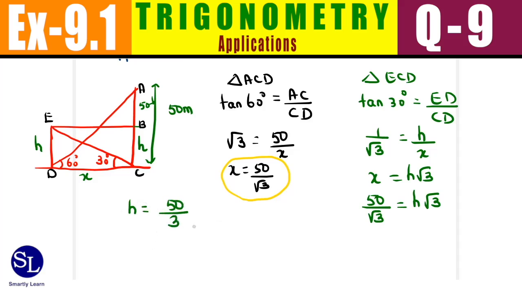So here you can either write it in decimal or you can leave it in mixed fraction. So H is going to be 16 2 by 3 meters or it is equal to 16.66 and it goes on. So you can approximately round it out as 16.7 meters.